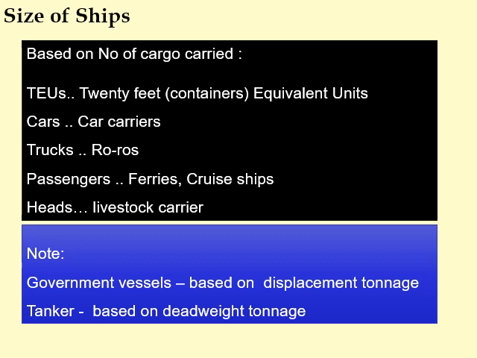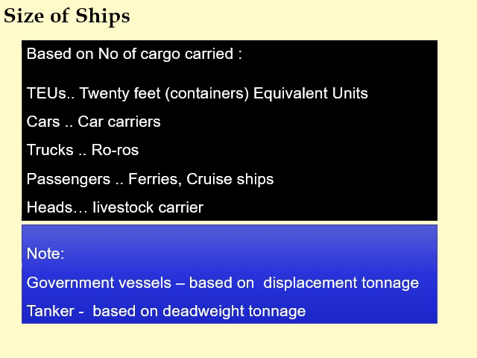And then there are also ships whose size is stated in other ways. For example, TEU for container ships, people don't talk much about their GT or their displacement. But normally, we want to know how many twenty-foot equivalent units it can carry, the TEUs. Similarly for car carriers, how many cars? For ro-ro, roll-on roll-off, how many trucks? For ferries, cruise ships, and so on, how many passengers? For livestock carriers, carrying cattle and so on, normally we say how many heads of cattle the ship can carry. So these are the ways that we state the size of ships.